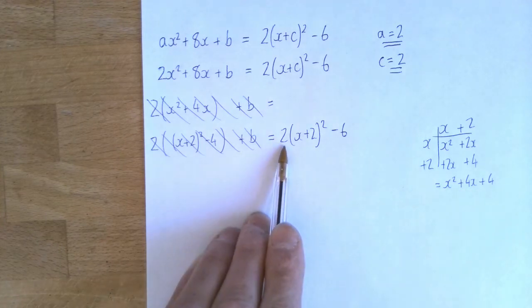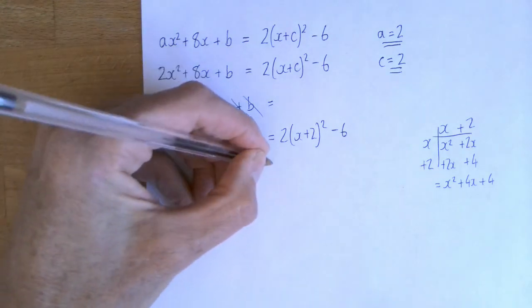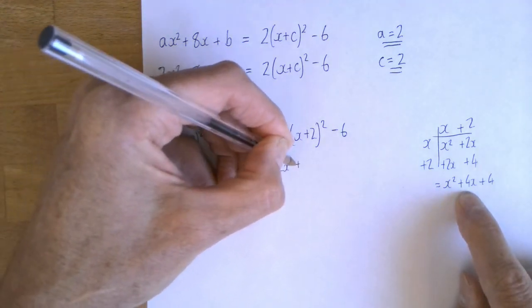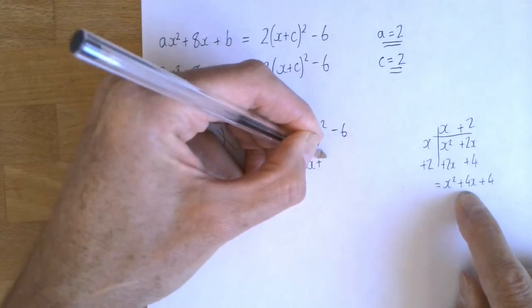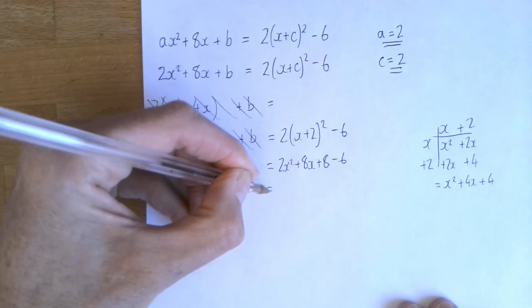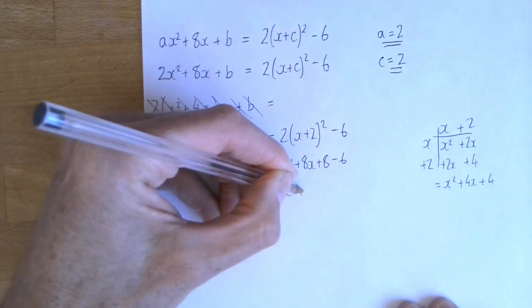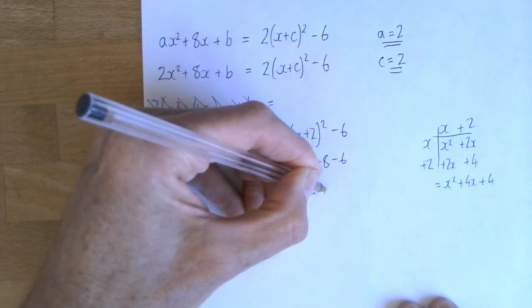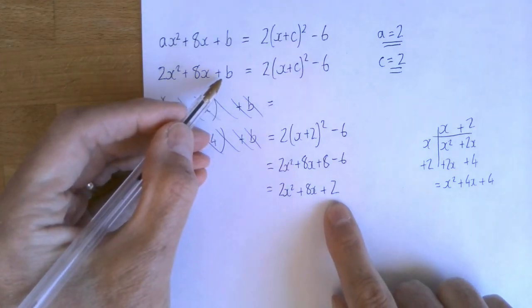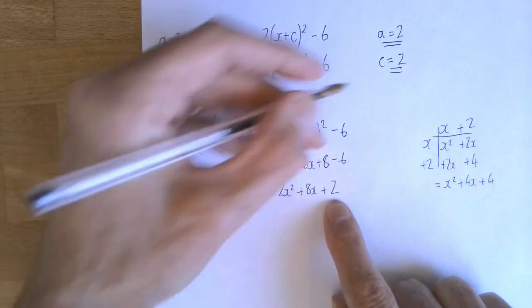I've got 2 lots of that, so that's going to give me 2 lots of this. So that's 2x squared plus 8x plus 8. I've also got the minus 6 there. So that gives me 2x squared plus 8x plus 2. So that shows me that B has to equal 2.